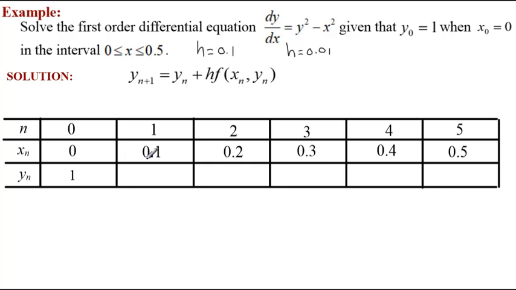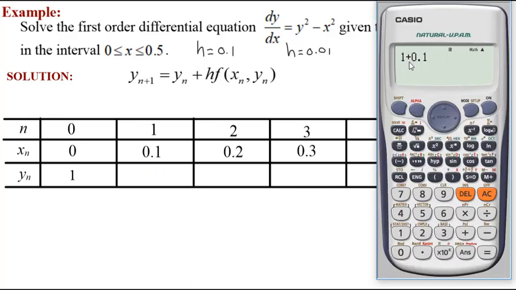As you can see here, once you choose h equal to 0.1, from 0 you add h and you get 0.1. Then you add h again, you get 0.2, 0.3, 0.4, up to 0.5. Like you can see, this problem is supposed to be solved between 0 and 0.5. So now we need y1 at this point.